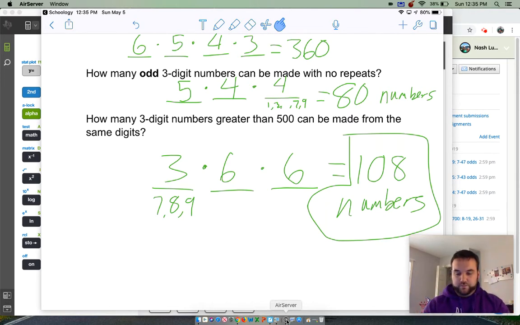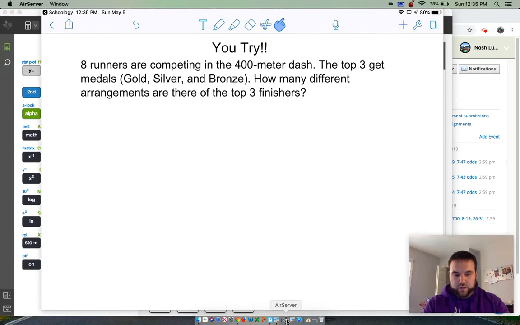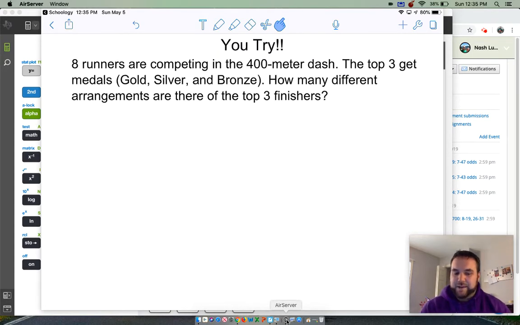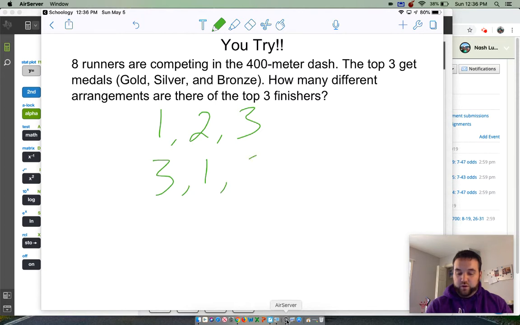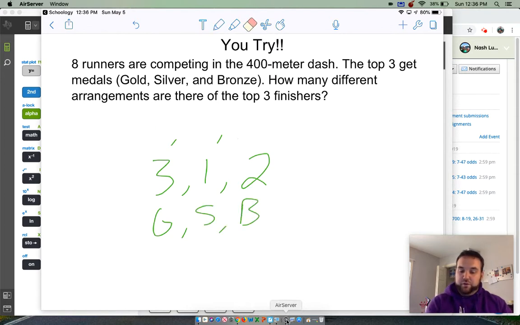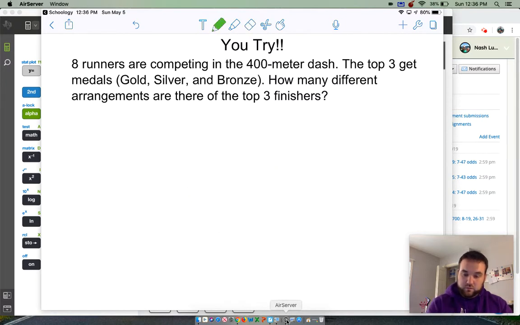Finally, we're going to do 8 runners are competing in the 400-meter dash. The top 3 get medals. How many different arrangements are there of the top 3 finishers? Let's say the runners in lanes 1, 2, and 3 are the top 3. That's great, but the order does matter because 1, 2, and 3 is different than 3, 1, and 2, right? In this case, gold goes to first place, silver goes to second place, and bronze goes to third. So we have 3 medals to hand out.